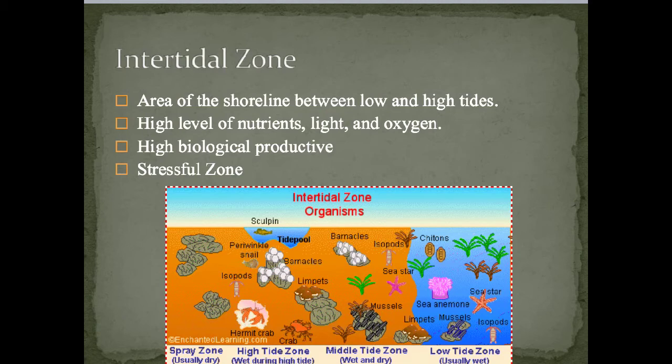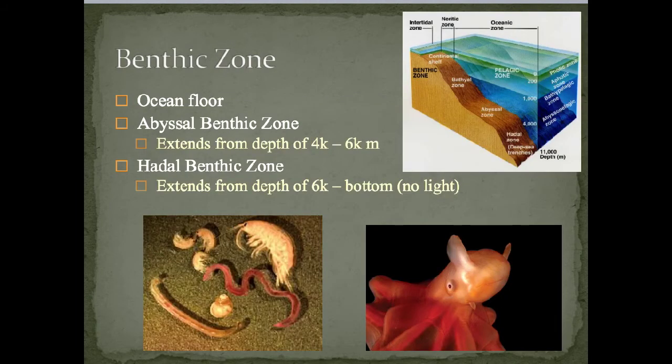Some common organisms, we've got barnacles, sea stars, mussels, isopods, hermit crabs, different types of crabs, sea anemones. So yeah, those are some different organisms within the intertidal zone, dealing with the tides.